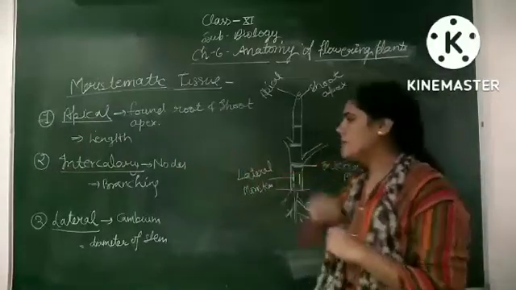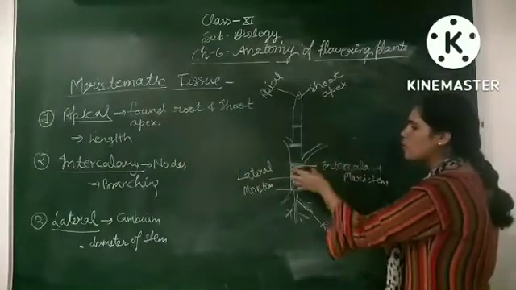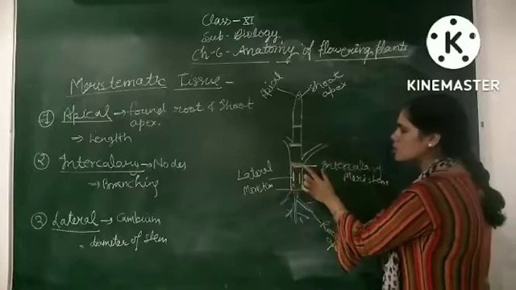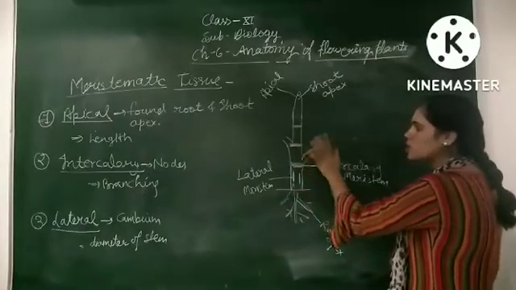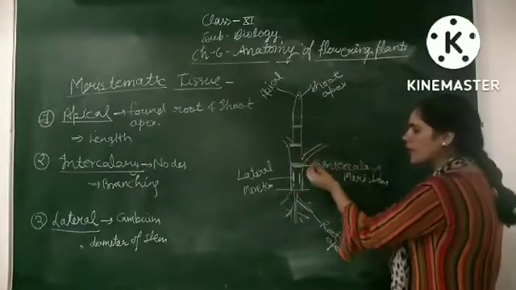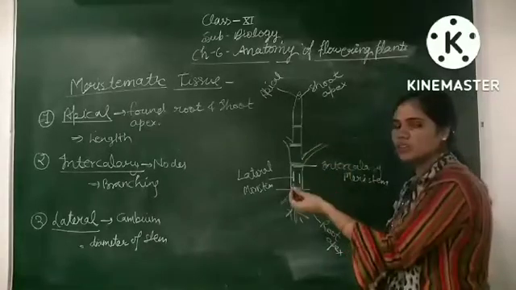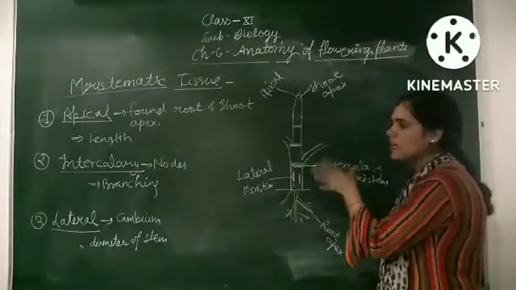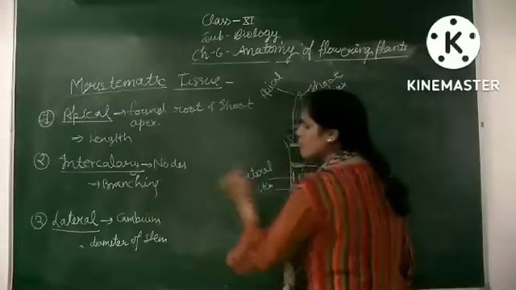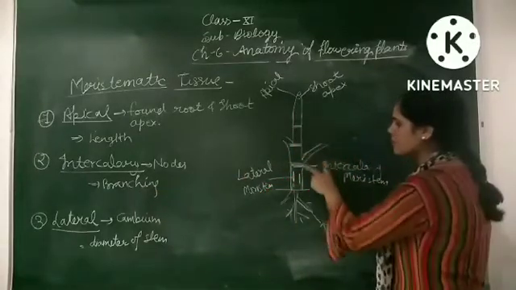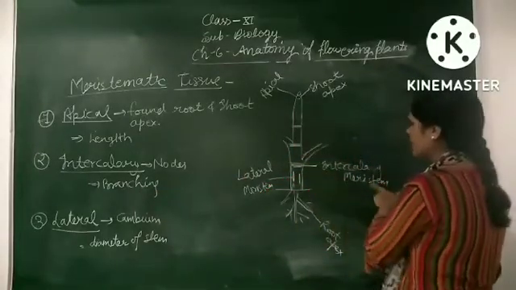Second is intercalary meristem. It is mainly found at the nodes of the plant, between internode and node. At the nodes, many branches and leaves arise, which is why it is helpful in the branching of the plant. So this is the intercalary meristem.